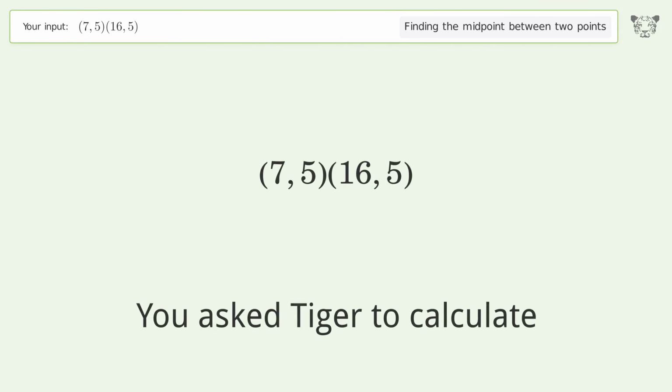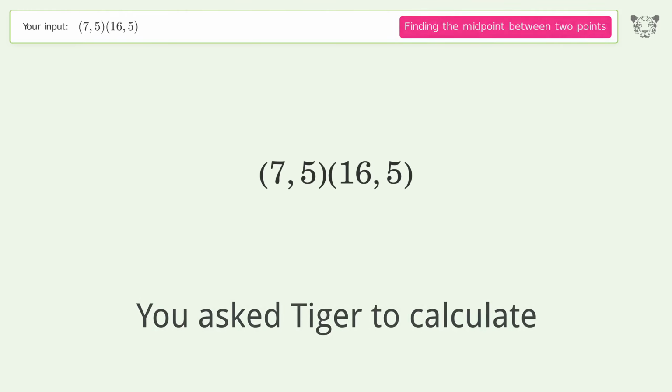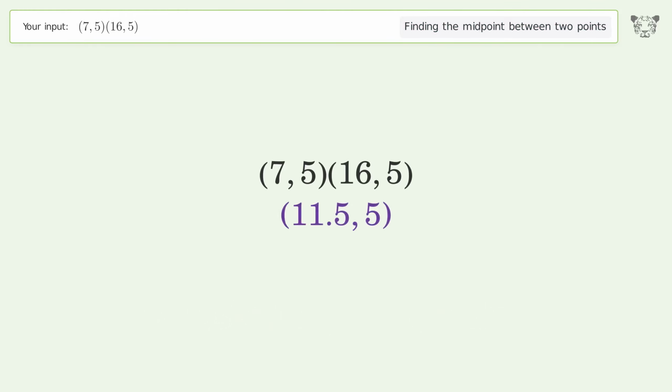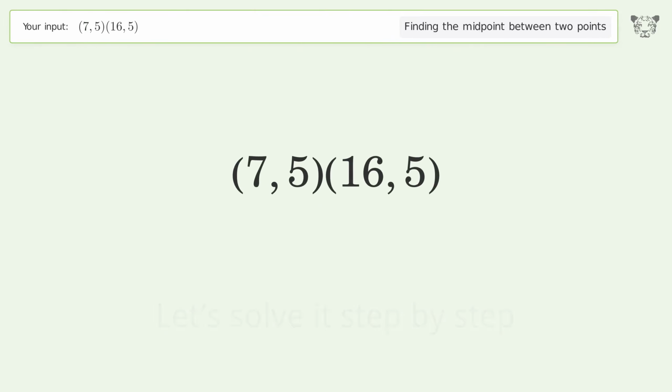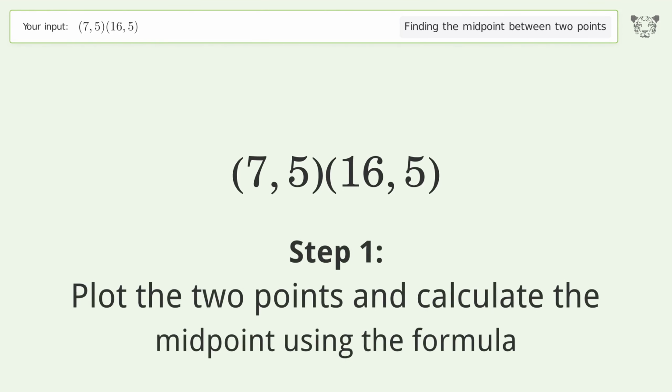You ask Tiger to calculate. This deals with finding the midpoint between 2 points. The midpoint between the 2 points is 11.55. Let's solve it step by step. Plot the 2 points and calculate the midpoint using the formula.